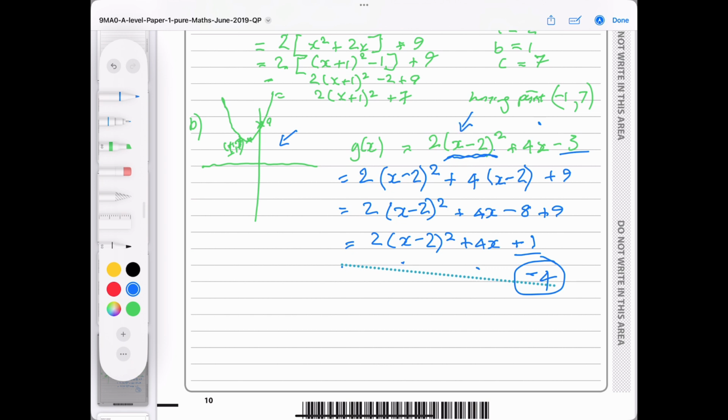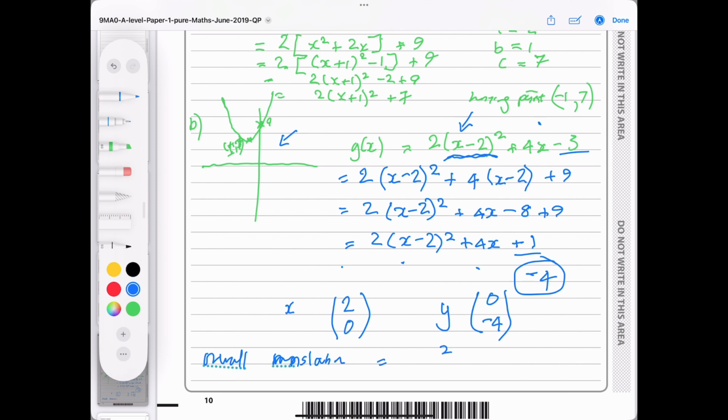So in order to tell the graph what to do in order to become this, we have to tell it, so the x is going up to 2, and the y is going down 4, because that's outside the brackets, so that happens there. Therefore, the overall translation equals (2, minus 4), and that's that.